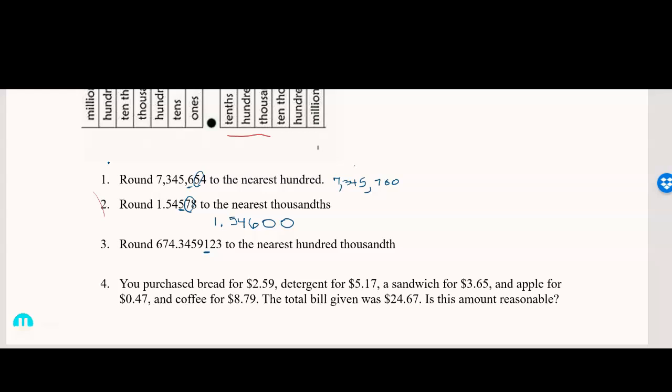So I'm going to look at the number to the right of it. It's a 2. The 2 is not greater than 5, which means I'm not going to round that up. It's going to stay the way it is. So my number would be 674.34591. And again, you can leave that, or if you want to add the zeros, you can do that as well. Again, I'll leave that up to you.